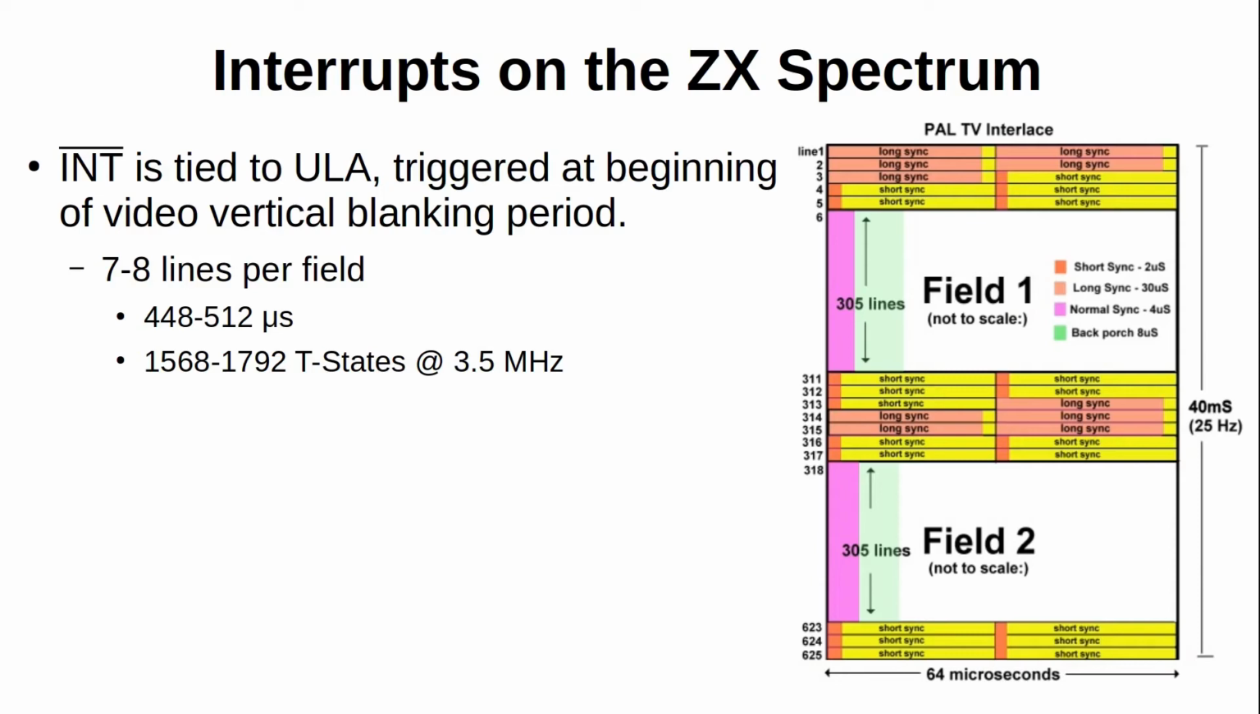That may be plenty of time for a modern CPU, but for a 3.5 MHz Z80, that's only 1,792 T-states, which could be as few as 100 instructions and no more than about 400.